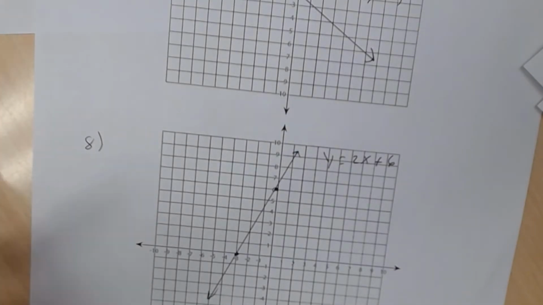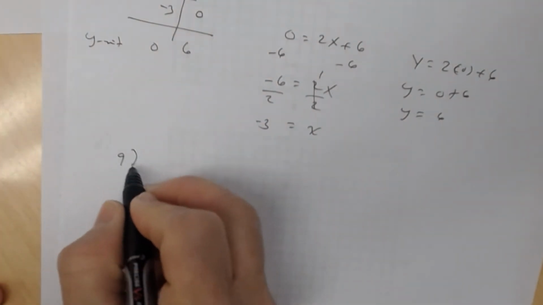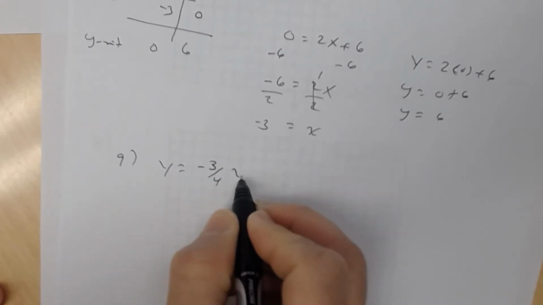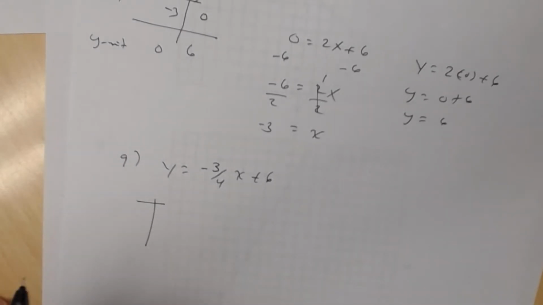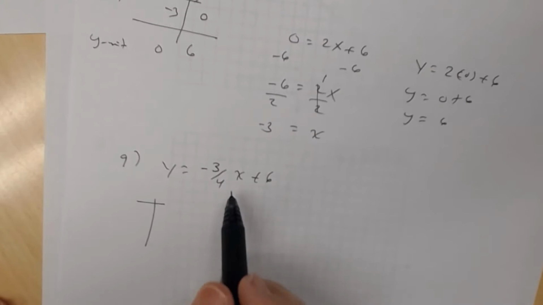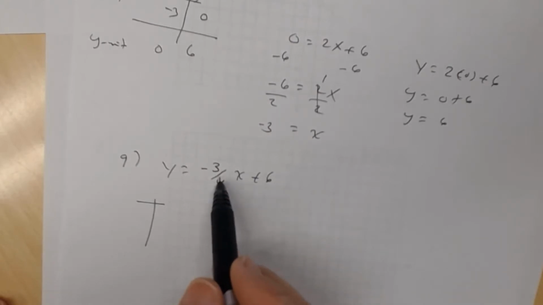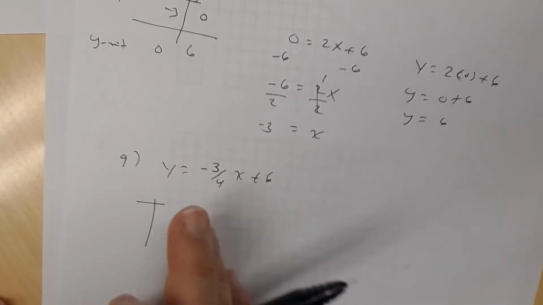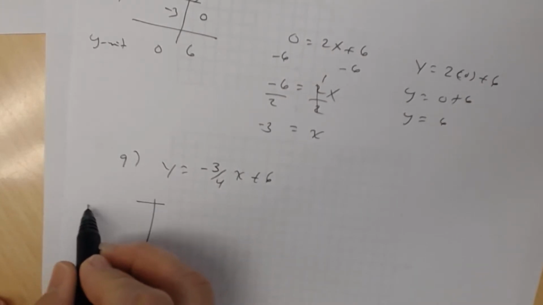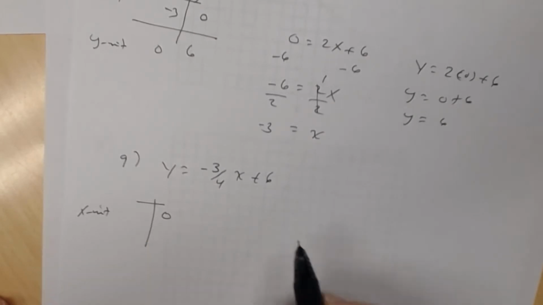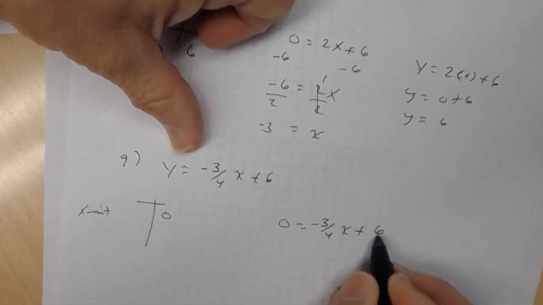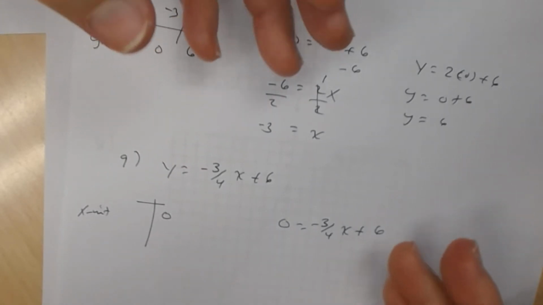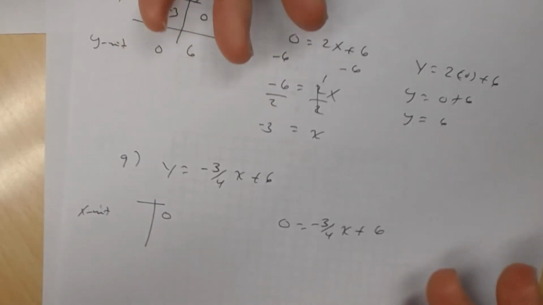All right, let's look at number 9. For number 9, suppose you had y equals negative 3/4 x plus 6 instead. So again, I want to graph this using x and y intercepts. Now remember in the previous lesson, when you used a t-table, you chose values for x that were divisible by 4. Remember that? But in this lesson, you want to use intercepts instead. So always follow directions. To find the x-intercept, you can let y equal 0. Now I'm going to get 0 equals negative 3/4 x plus 6. Here's a series of steps you can take.